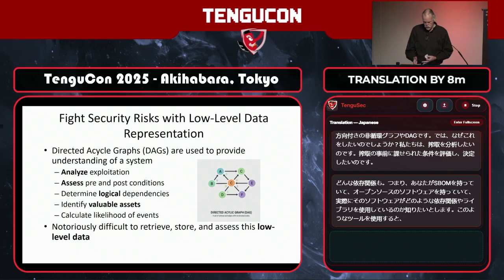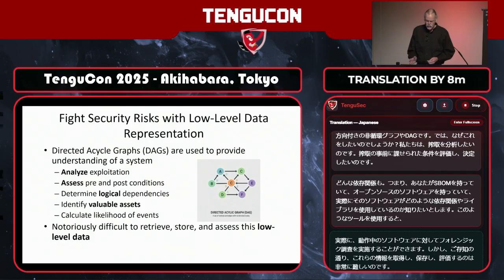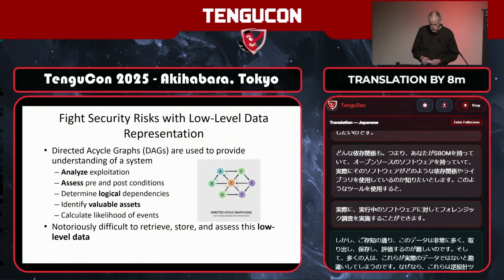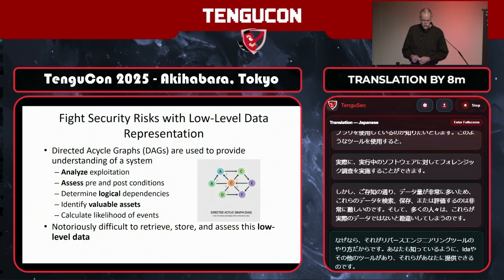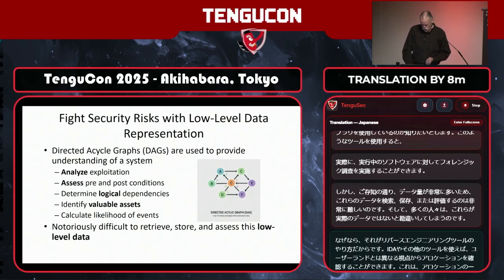But it's been notoriously difficult to retrieve, store, or assess any of this data because there's a lot of it. And a lot of people get mixed up, this is not the actual data, because that's what reverse engineering tools do. You have IDA and these other tools that can provide you with a different look from user land. This is a list of the allocations based on the IP addresses of the allocation.